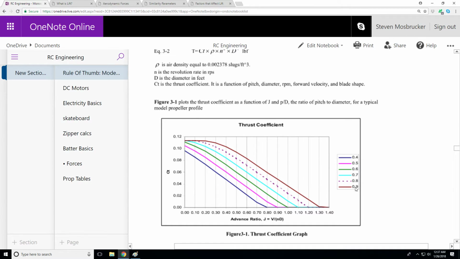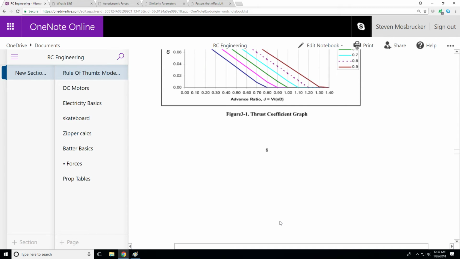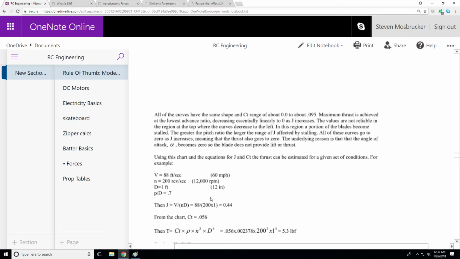So if you have, let's say, a 5-inch diameter by a 4.5, then that's like a 0.9. So you'd follow this line. And then your advance ratio is your wind speed, your forward speed, 15 miles an hour, 17 miles an hour, 20 miles an hour, divided by N times D, which is your RPM times diameter. So down here they have an example, and we're going to follow their example.